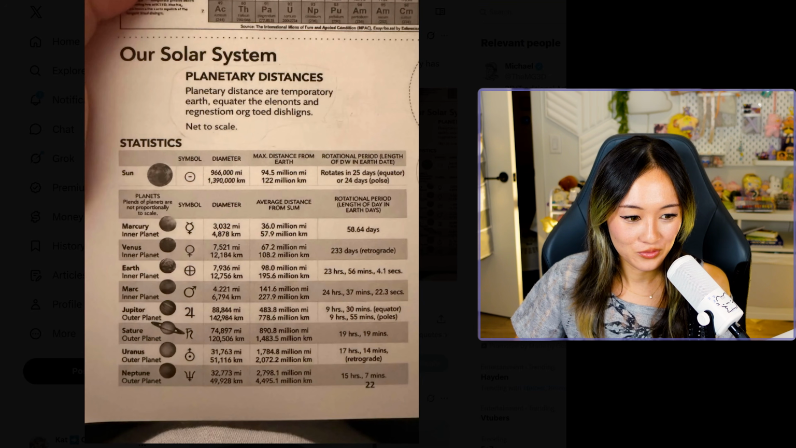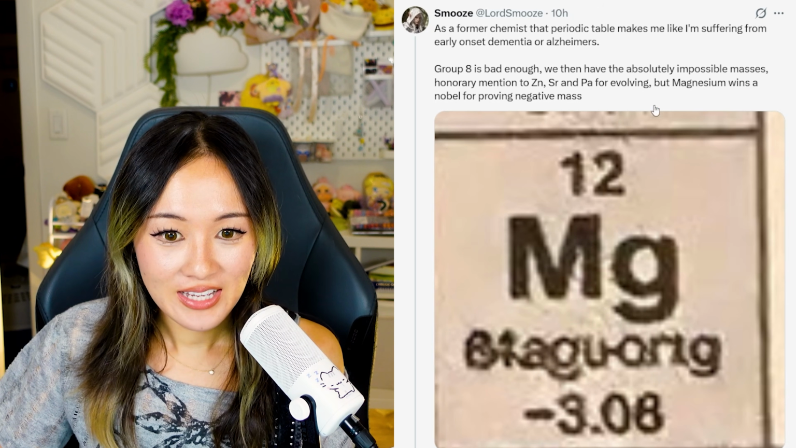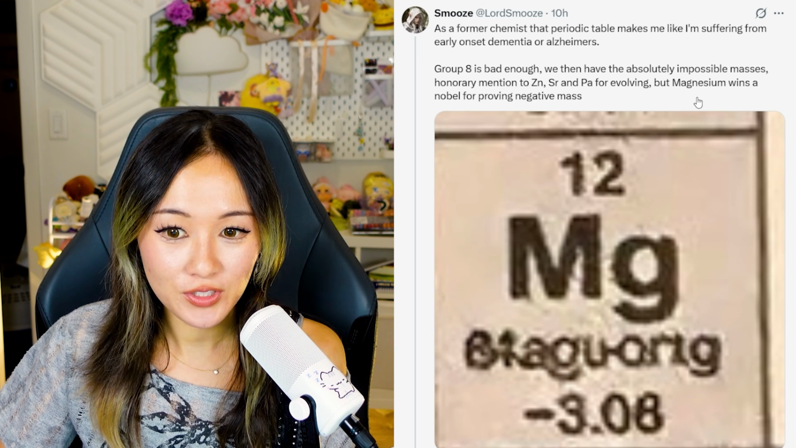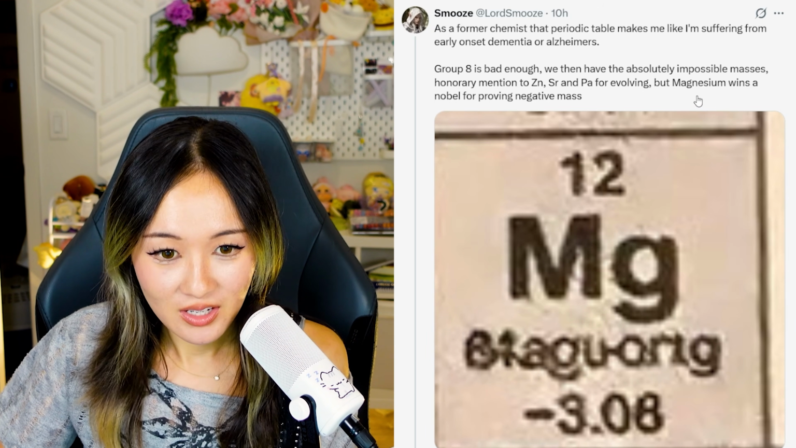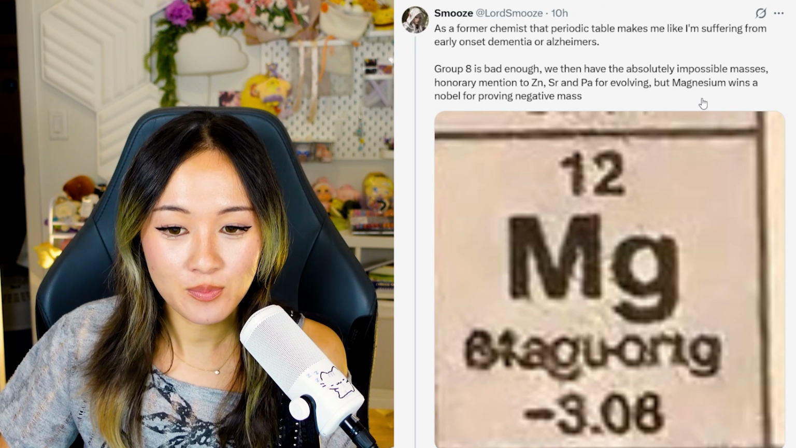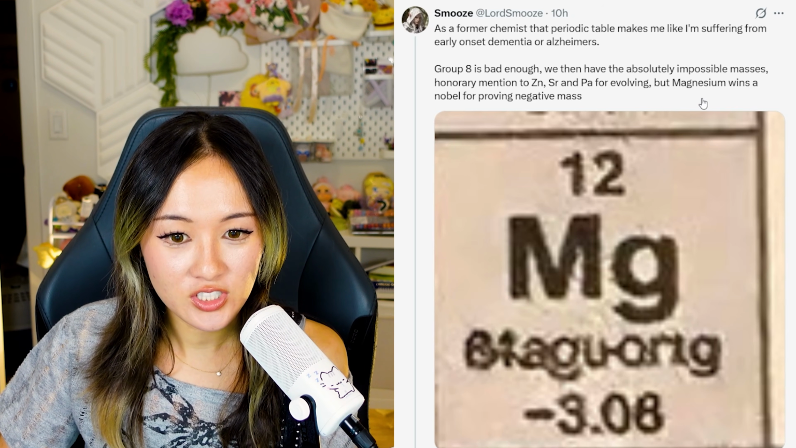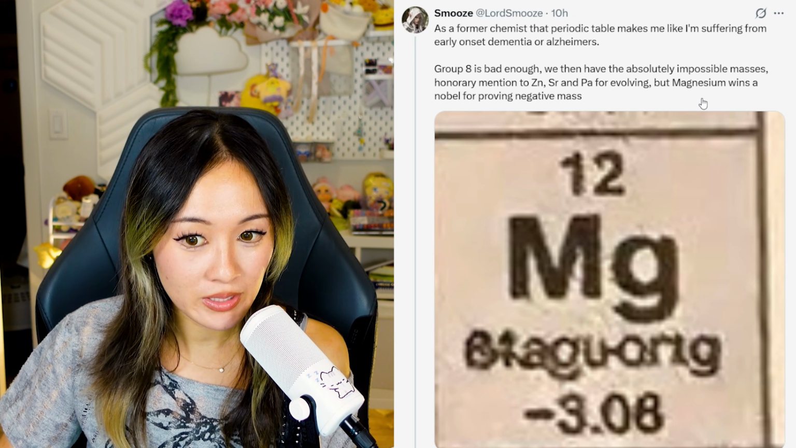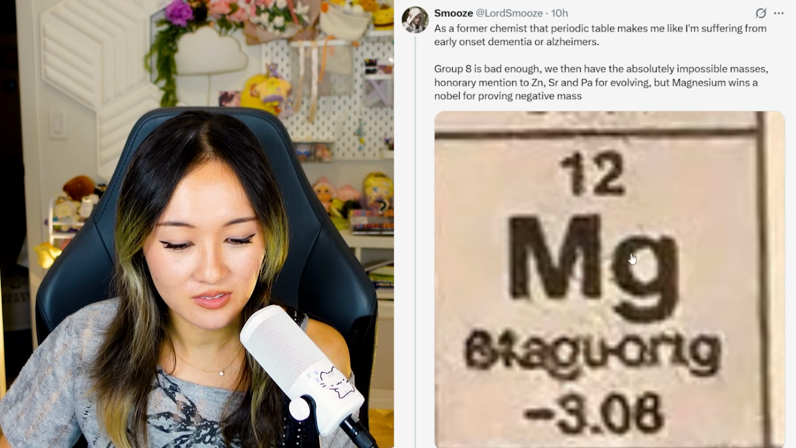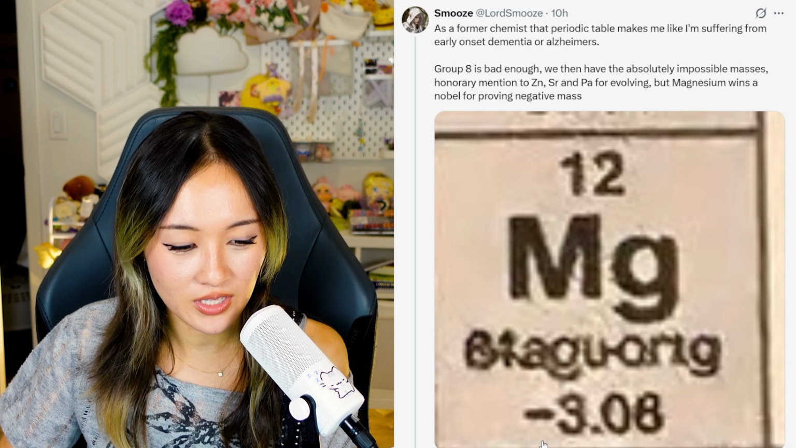This is so freaking sad. A commenter says, as a former chemist, that periodic table makes me feel like I'm suffering from early onset dementia. Group 8 is bad enough. Then we have the absolutely impossible masses. Honorary mention to Zn, Sr, and Pa for evolving, but magnesium wins a Nobel Prize for providing negative mass, which actually, yeah, how is that even possible?